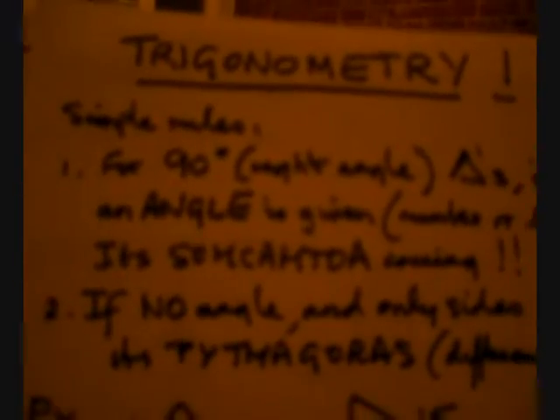Okay, so here we go. We can now look at what I've said here. That's the process, simple rules. For a 90-degree angle with an angle given, it's SOHCAHTOA. If there's no angle, Pythagoras. So here we've got some examples, okay? And what have I got here? Which of these four is Pythagoras?